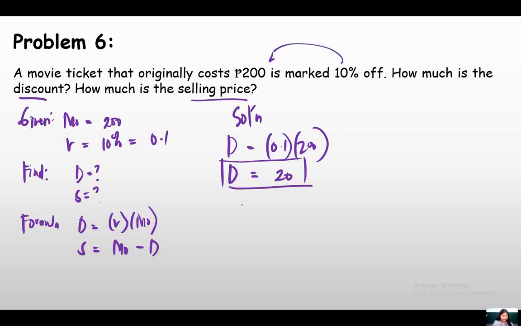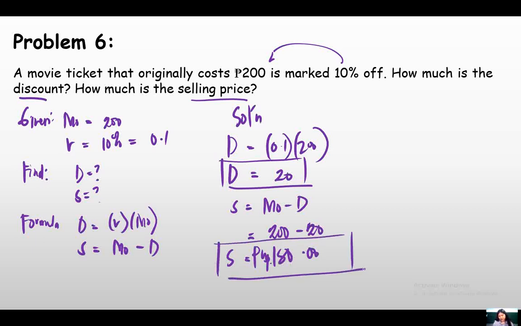Okay, next. So how much is the selling price? We all know that the selling price is cost price minus the discount. Our cost price is 200 and our discount is 20. So technically, the selling price is 180 pesos. Okay, so ang na-save niya is 20 pesos at ang selling price na lang is 180.